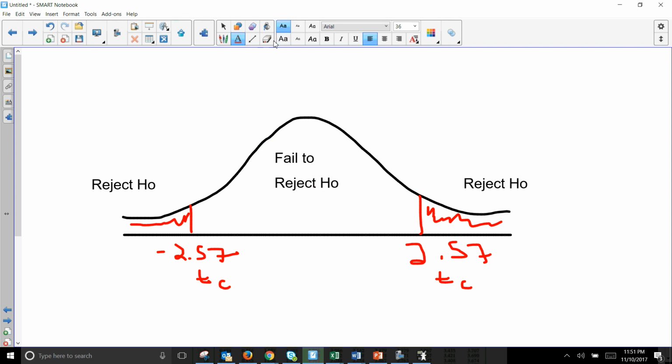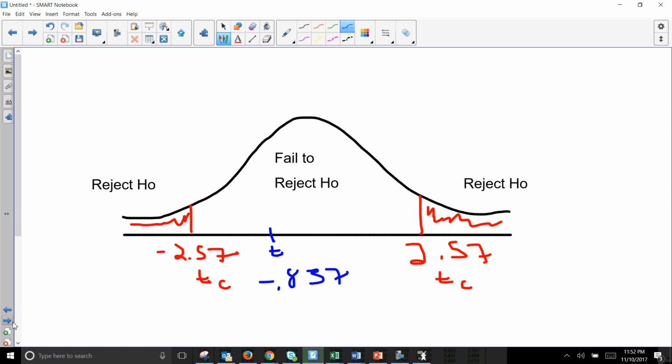So we calculated a test statistic. Let's say it was t, and that was negative 0.837. Notice this clearly falls in the fail to reject the null hypothesis region. Okay, so that's one way to do a test.